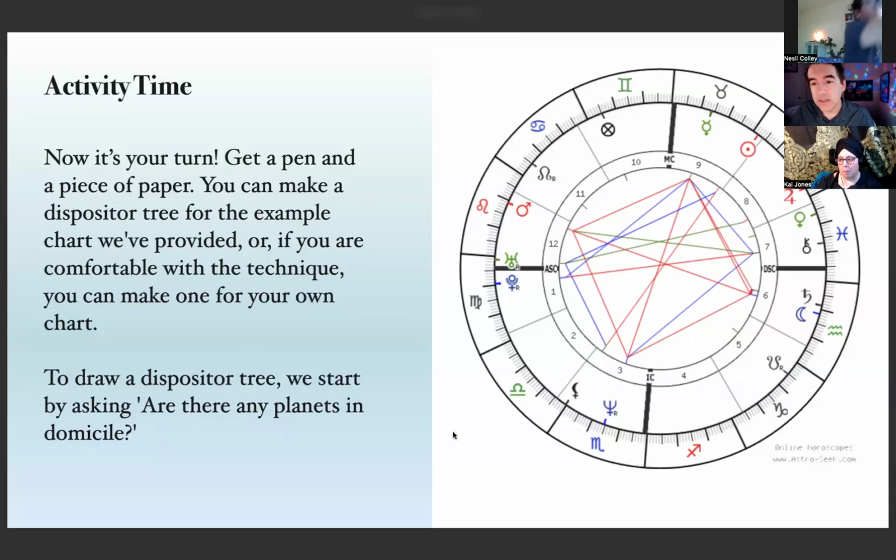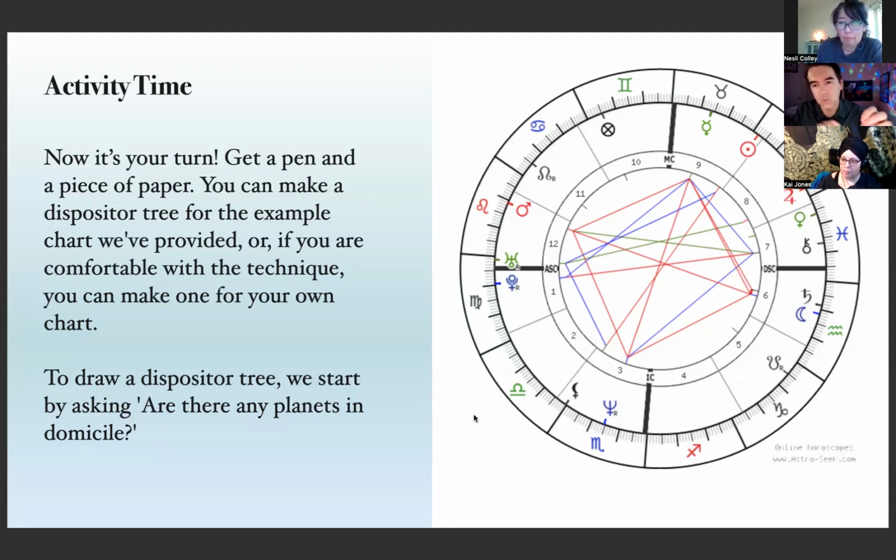And I'm not going to tell you who it is. This is going to be a mystery person unless you're really good at chart identification, which maybe I'm thinking Kai would probably be able to do. We're going to make a dispositor tree from this. Okay. Does that general activity make sense? We're going to look at a tree.